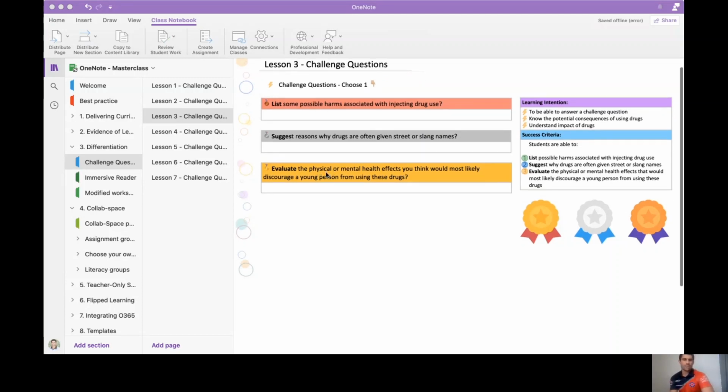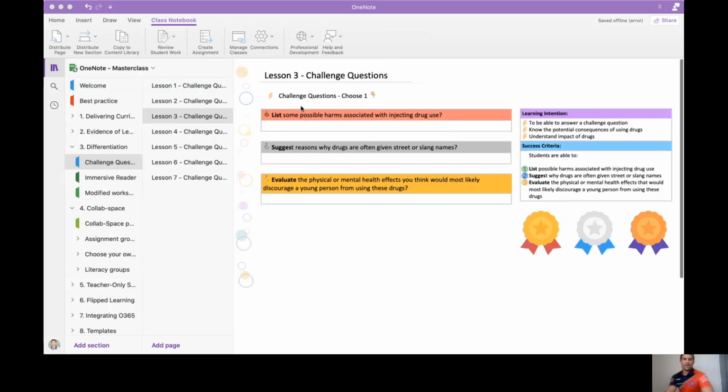And our gold level is: evaluate the physical or mental health effects you think would most likely discourage a young person from using these drugs. So even just the word evaluate is a slightly higher order thinking skill than list or suggest. Not to mention there's a bit more to that question, a bit more to think about. So the kids now have the choice. They get to choose one of these. They can choose to go easy and to go at the bronze level. They can try to challenge themselves and move towards the silver or the gold.